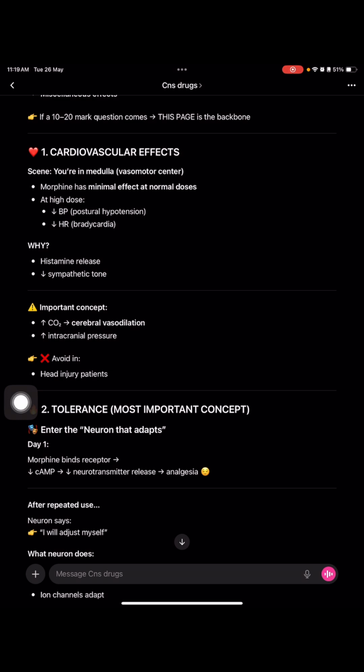The cause is, when a head injury is there, CO2 will be raised, vessels will be ruptured. Whatever CO2 has accumulated has to find its way out of the body to get metabolized, and it will cause cerebral vasodilation, and it will increase the cranial pressure. So we don't give morphine in this case.